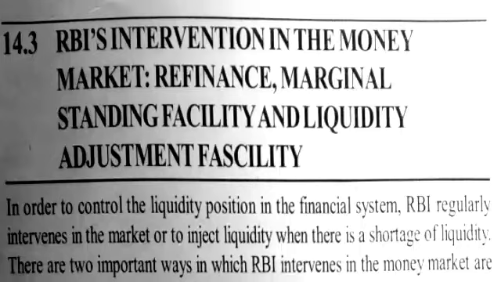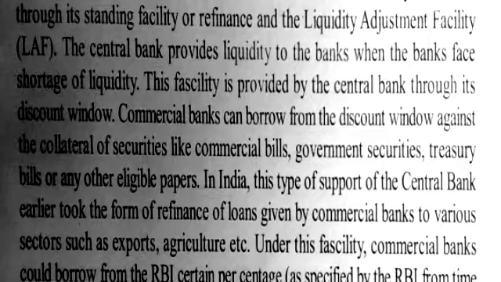RBI's intervention in the money market: refinance, marginal standing facility, and liquidity adjustment facility. In order to control the liquidity position in the financial system, RBI regularly intervenes in the market to inject liquidity when there is a shortage of liquidity. There are two important ways in which RBI intervenes in the money market: through its standing facility or refinance, and the liquidity adjustment facility (LAF).